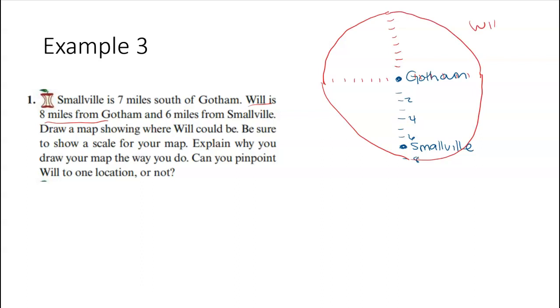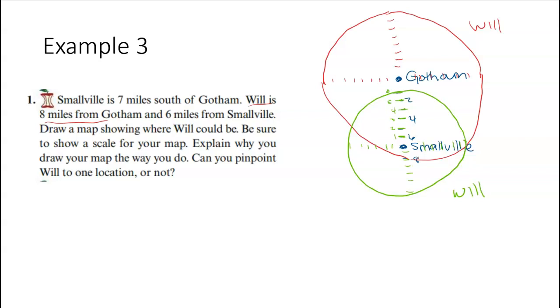So Will is 8 miles from Gotham and 6 miles from Smallville. So here's Smallville, and that's 1, 2, 3, 4, 5, 6. So it's looking like Will is this distance from Smallville, and again, that's not perfect.